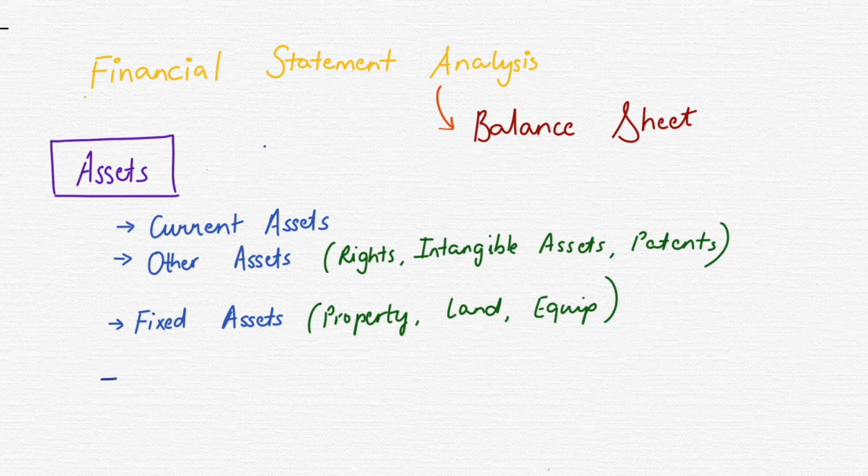Now, the fourth section of your assets would be something known as accumulated depreciation. Now, the concept for depreciation is pretty simple. If you own something over a period of time, the value of that asset would erode or it would decline. So this is just taking into account the depreciation, so to speak.